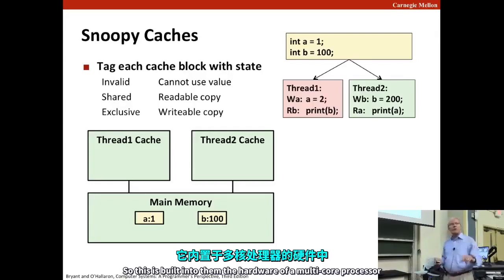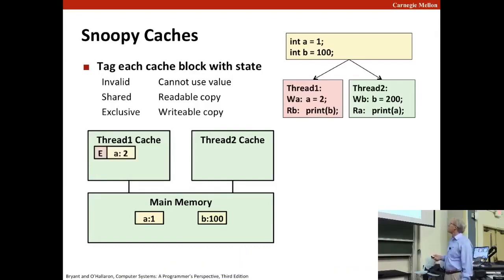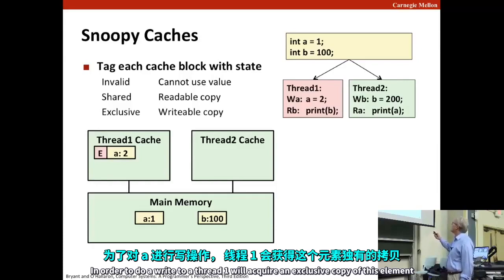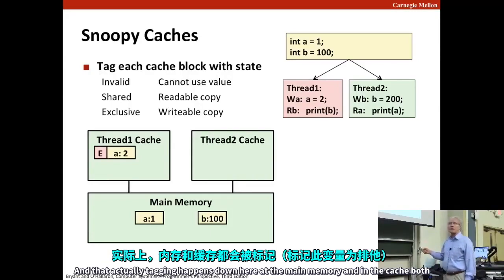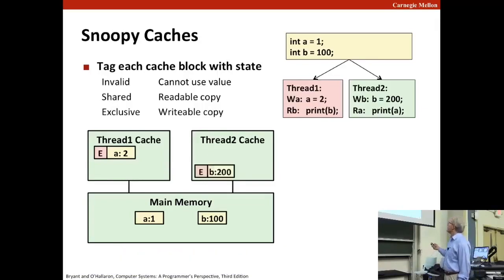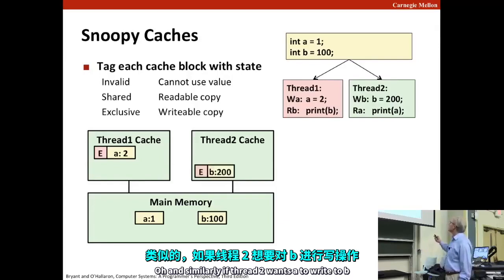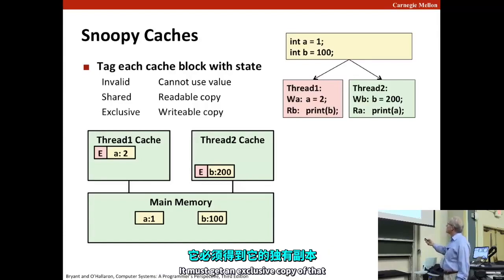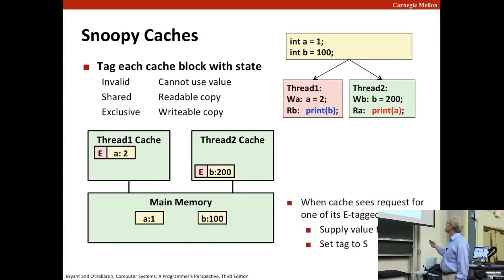So this is built into the hardware of a multi-core processor. In order to do a write to A, thread 1 will acquire an exclusive copy of this element. That tagging happens down here at the main memory and in the cache both. Similarly, if thread 2 wants to write to B, it must get an exclusive copy of that.